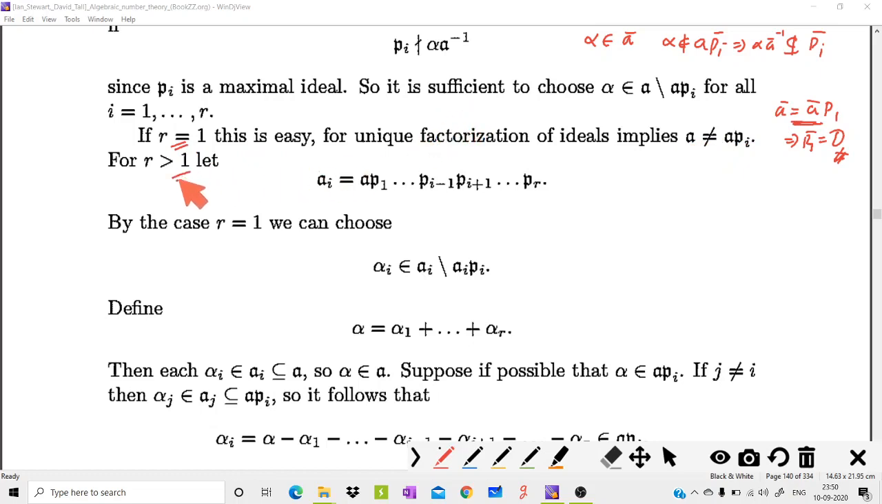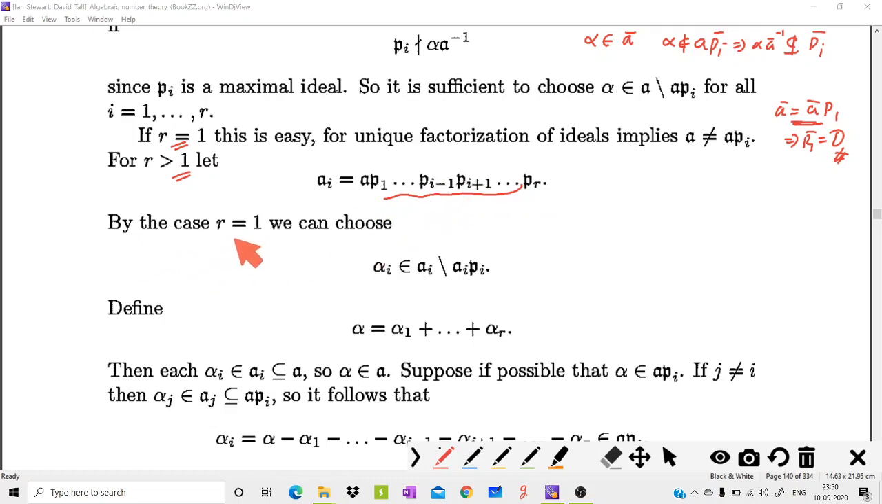For r greater than 1, we let A_i be A P_1, A P_2, etc., A P_{i-1}, A P_i, P_{i+1}, etc., P_r. We remove that P_i from this product. One thing we need to remember is this need not be B. Okay, these are the distinct prime divisors of B.